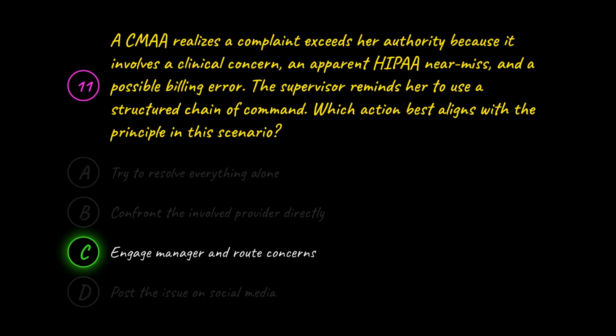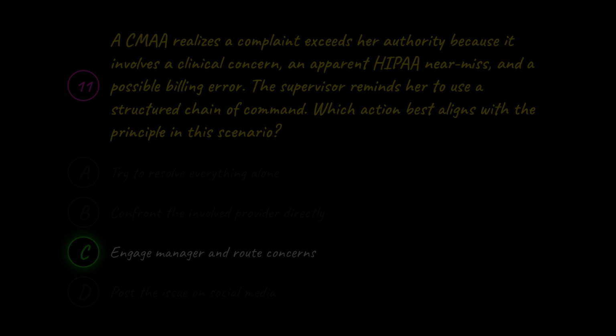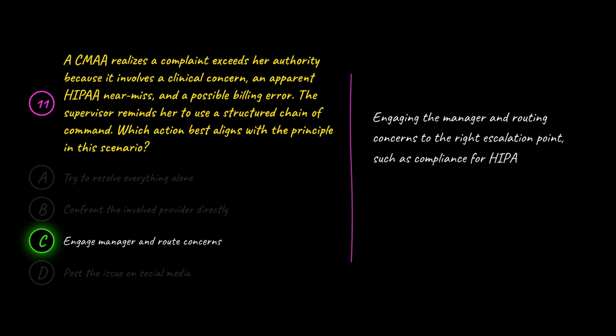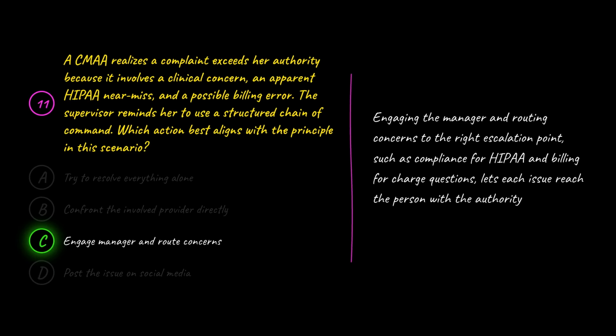The correct answer is C. Engage manager and route concerns. C is correct because engaging the manager and routing concerns to the right escalation point, such as compliance for HIPAA and billing for charge questions, lets each issue reach the person with the authority and information to resolve it.